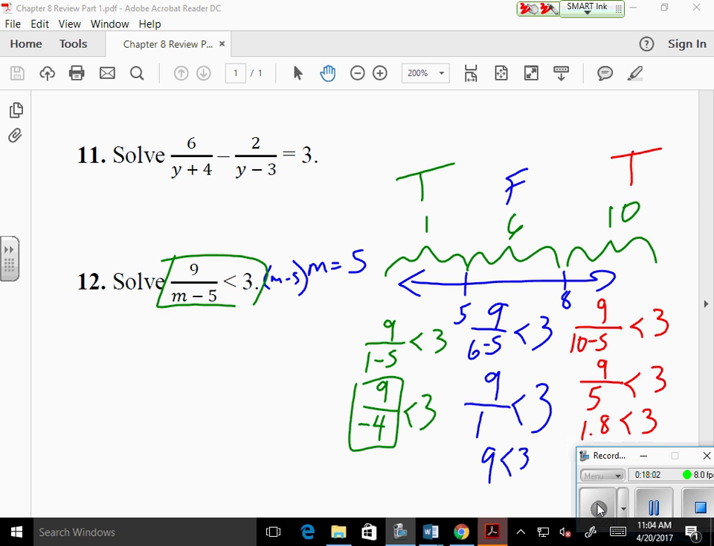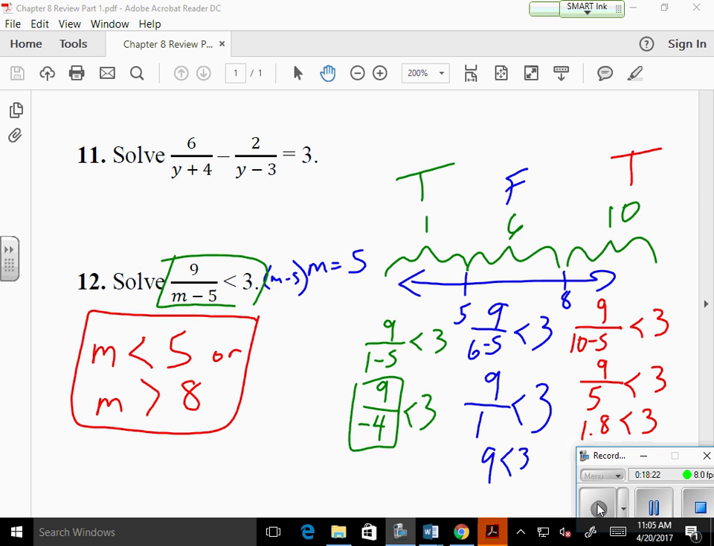So the intervals that have the values of m that make this statement true would be values less than 5. So m can be less than 5, or m can be greater than 8. Those are the two areas that have values of m that make the inequality true.